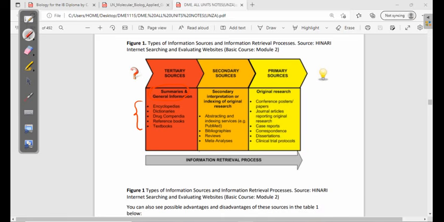Okay. So what we can talk about is an encyclopedia, a dictionary, a compendium, reference books, textbooks. All those are going to be tertiary information sources because they are just giving us a summary of everything together. Now, secondary sources of information, these are interpretations, indexing of original research. So you get to interpret the original source of information.